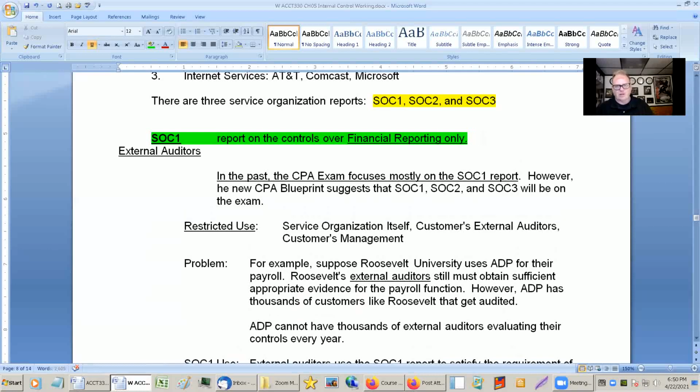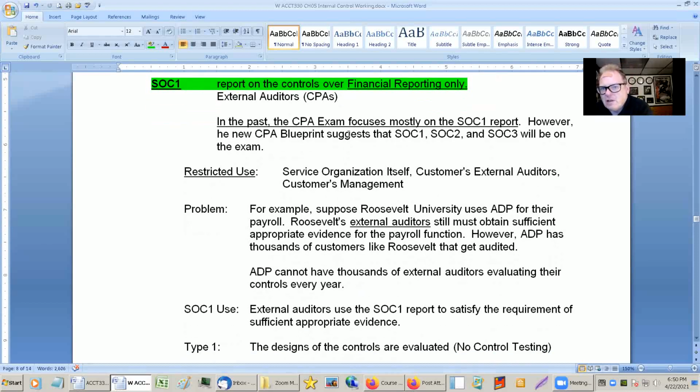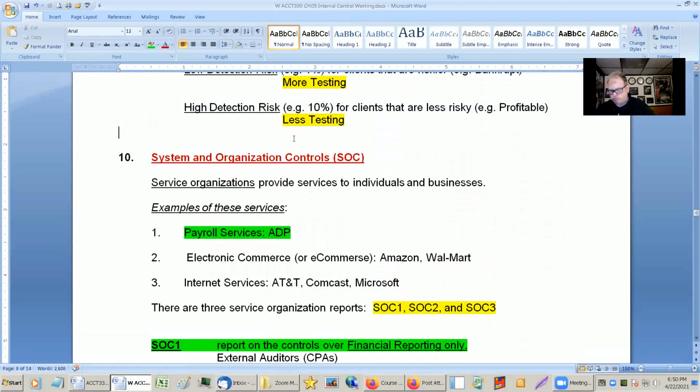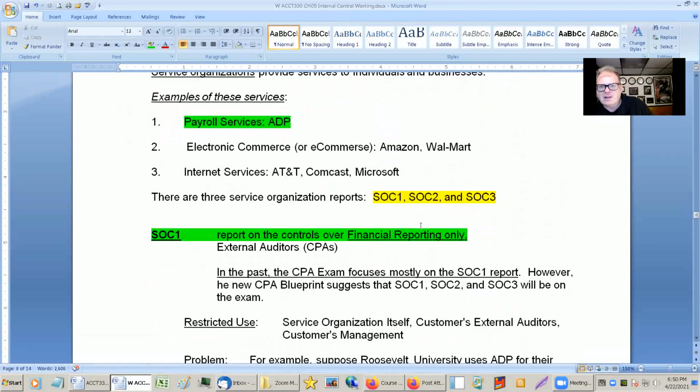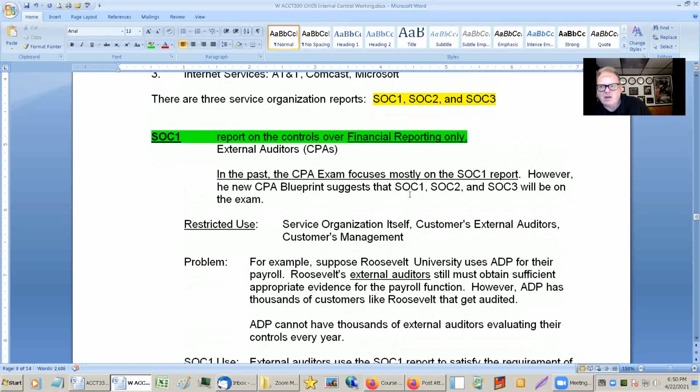So this is what the external auditors would use. In other words, the CPAs, they will get this SOC 1 report. And again, it's only over the controls of the financial statements. So that's the one that's probably the most appropriate, and that's the one that they would be using. Now they say they're going to start testing the SOC 2, but up until now, only the SOC 1 was really tested on the CPA exam.